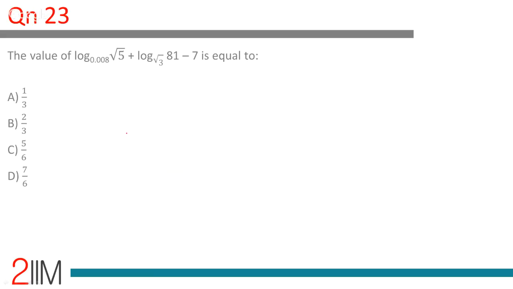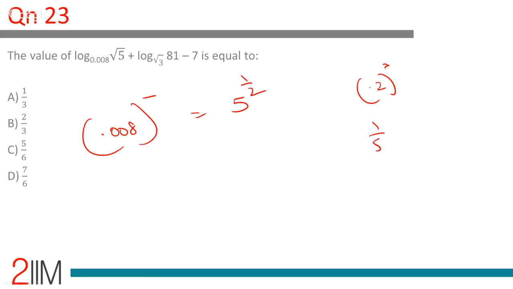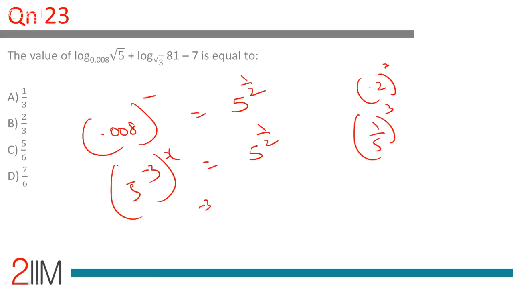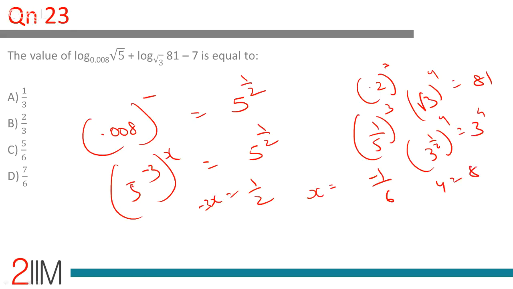Log of 0.008 to the base root 5. 0.008 whole power something is 5 power 1 by 2. 0.008 is 0.2 whole cube, 1 by 5 whole cube. This is 5 power minus 3 whole power x is 5 power 1 by 2. Minus 3x equals 1 by 2, or x is minus 1 by 6. Root 3 power y is 81. 3 power 1 by 2 whole power y is 3 power 4. Y is 8. So we're looking for minus 1 by 6 plus 8 minus 7, or 1 minus 1 by 6, 5 by 6.